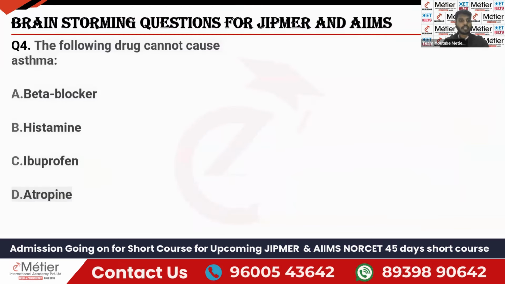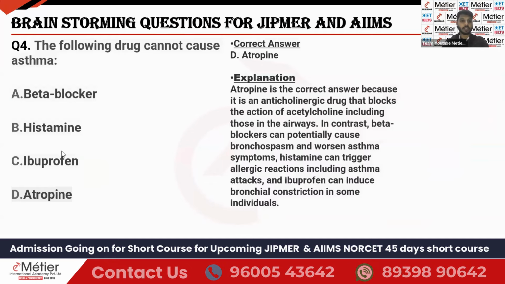Next, the following drug cannot cause asthma. So that means one drug will not predispose to asthma, but the remaining will lead to asthma. To answer this question, you should know the actions of each drug. Then only we can answer the question. So the correct option is atropine.